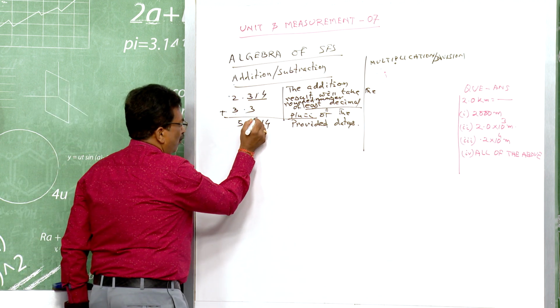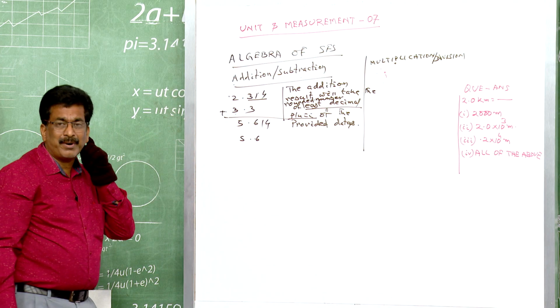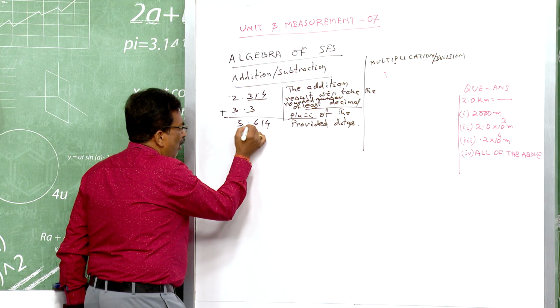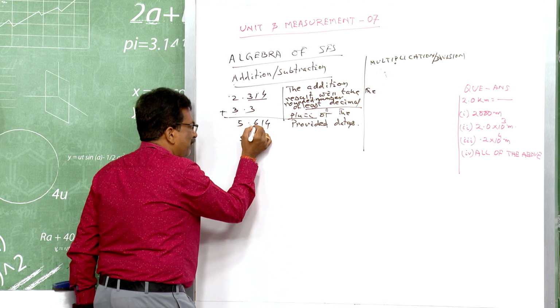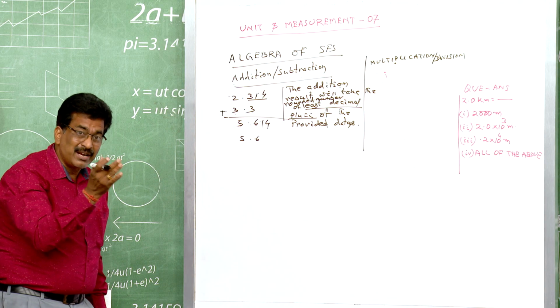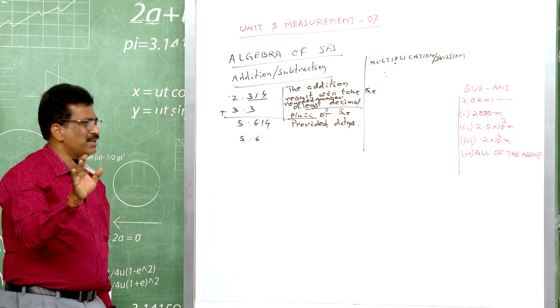So, up to only one position we will go, 5.6. But that has to be rounded off. If we go up to 5.6, the first decimal digit that follows is 1. 1 is less than 5. If it is less than 5, it will remain as such.